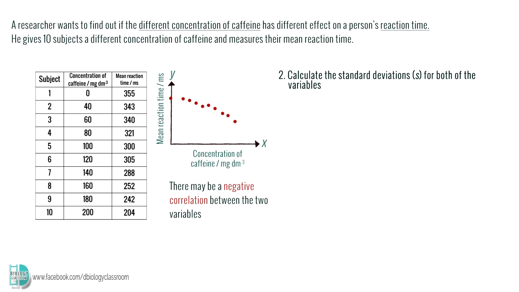Secondly, we need to calculate the standard deviations for both of the variables by using this formula, where x is the individual data and x bar is the mean value. N is the size of the sample.